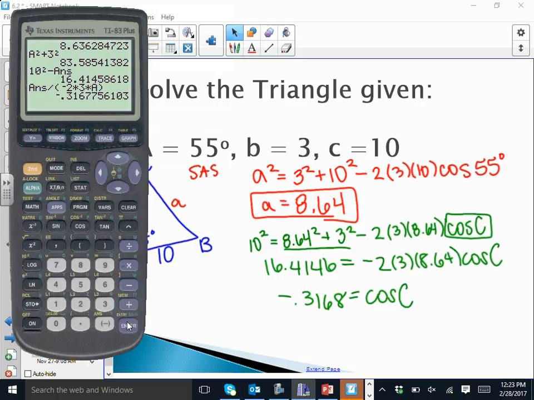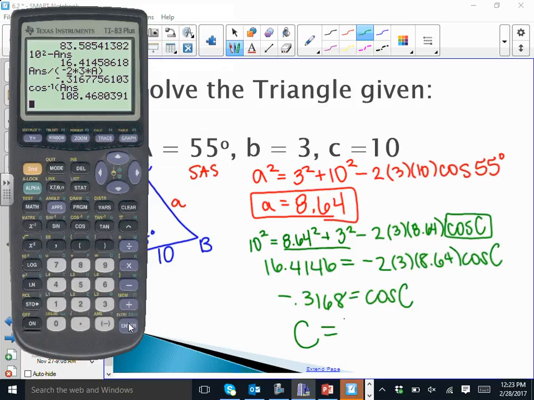Inverse cosine. So angle C is 108.47 degrees.